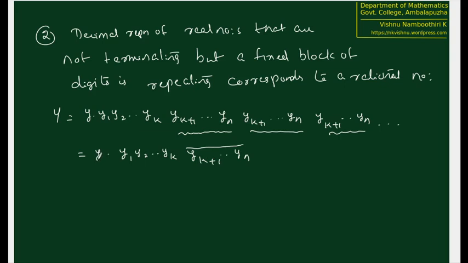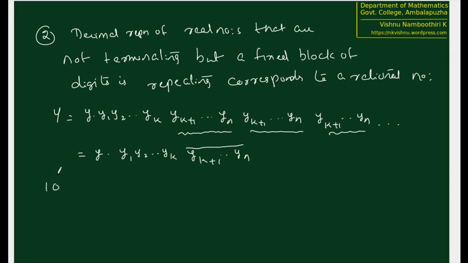So now we can show that this number capital Y, this decimal representation, corresponds to a rational number in the following way. We have actually done this in the case of 0.499 etc. The same technique we are going to use here. We need to bring y1 y2 etc. up to yk just to the left of the decimal point. For that we are going to multiply Y with 10 to the power k.